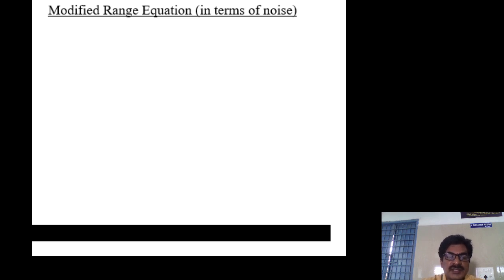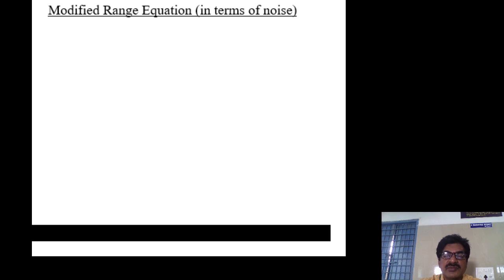Welcome back. In the previous class we have seen the range equation in terms of transmitter and receiver parameters, which was derived as R maximum equals (Vt sigma Ae divided by (4 pi) whole square times S minimum) whole to the power of 1 by 4. It implies on what transmitter and receiver parameters the range value can depend.